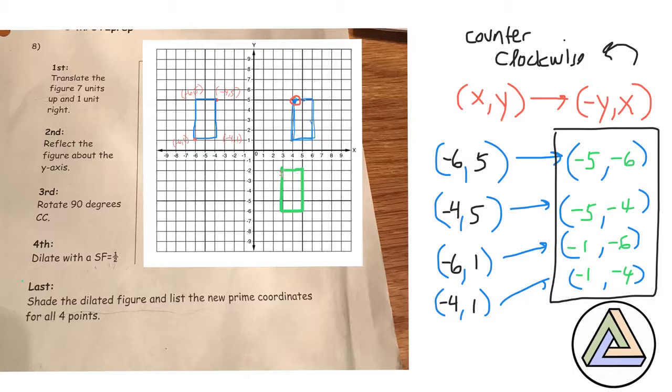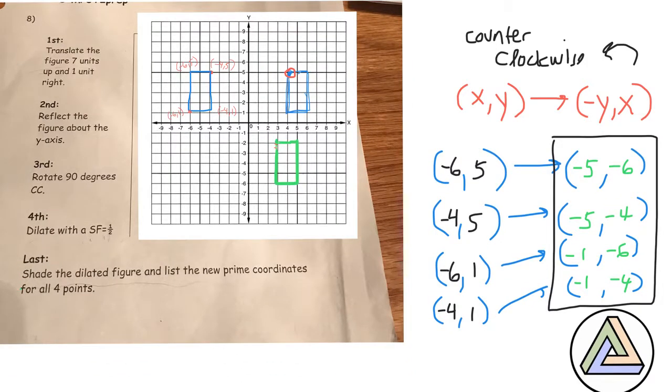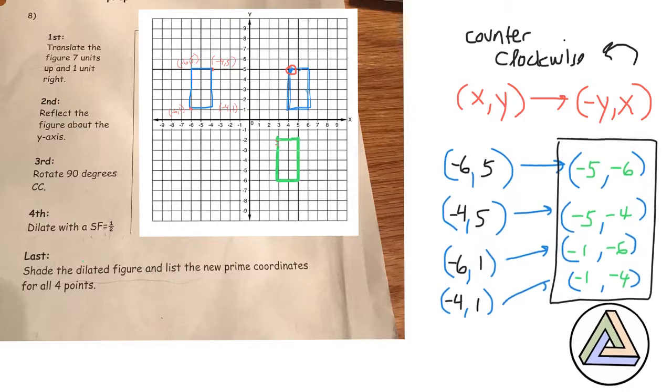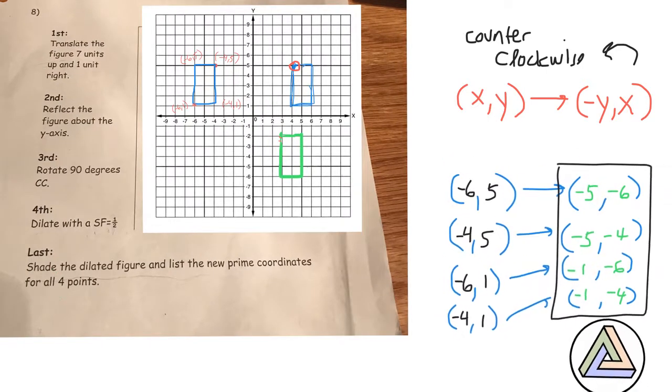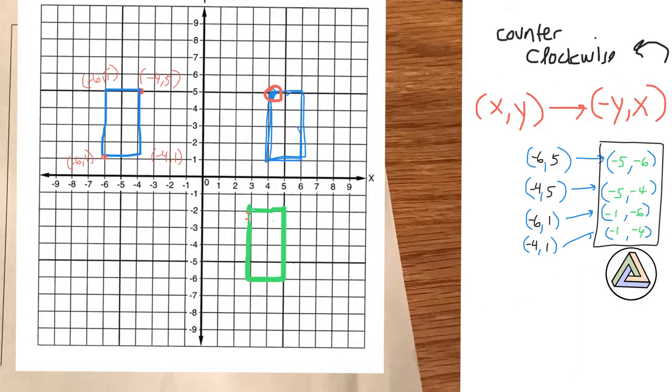So we have negative 5, negative 6; negative 5, negative 4; negative 1, negative 6; negative 1, negative 4. So negative 5, negative 6. Let's look at that. Negative 5, negative 6 is going to be right here.